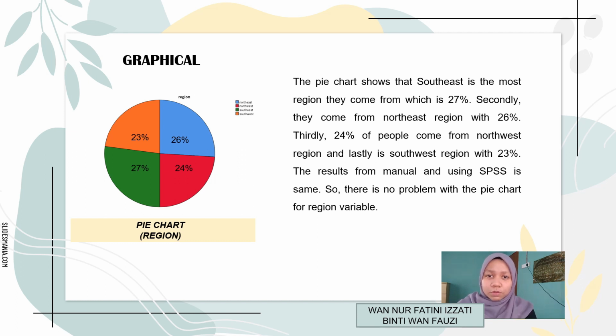So I will proceed with the graphical and hypothesis testing. The pie chart shows that Southeast is the region most people come from, which is 27%. Secondly, they come from the Northeast region with 26%. Thirdly, 24% of people come from the Northwest region, and lastly the Southwest region with 23%. The result from manual and using SPSS is the same, so there is no problem with the pie chart for the region variable.